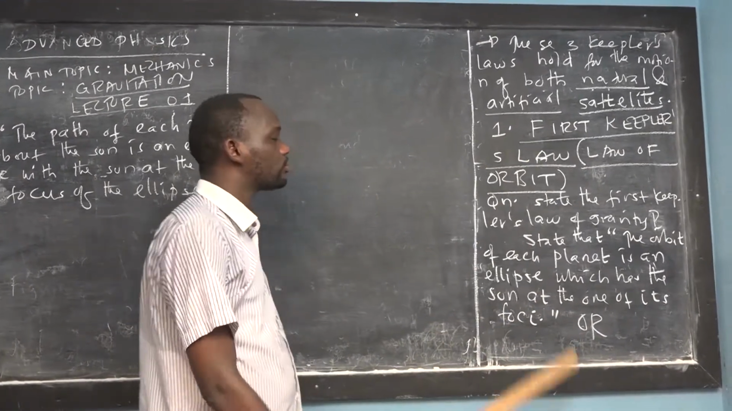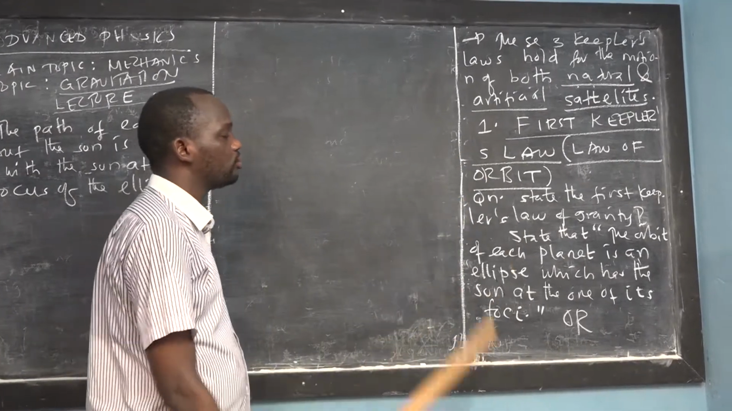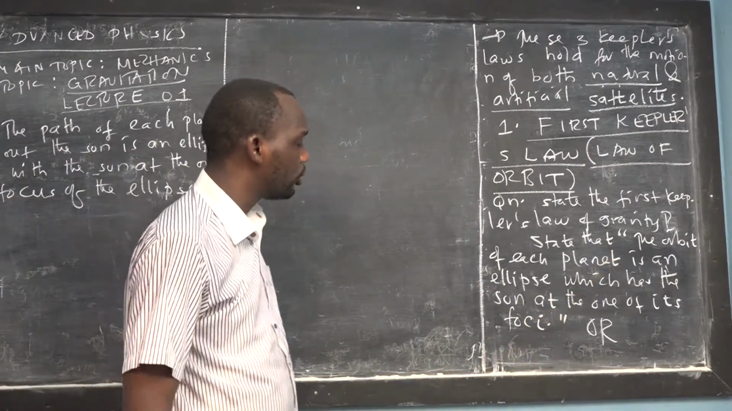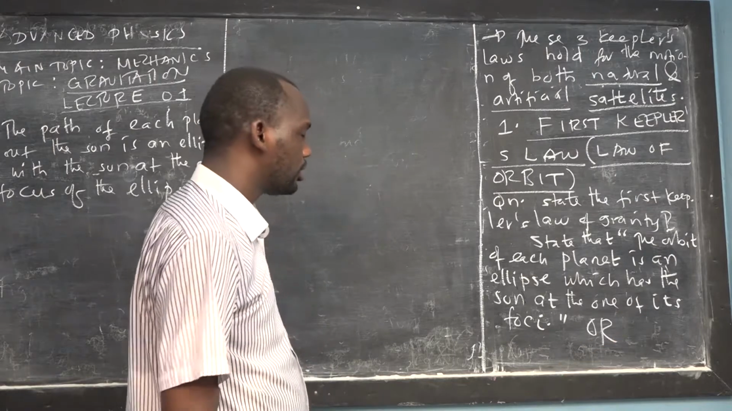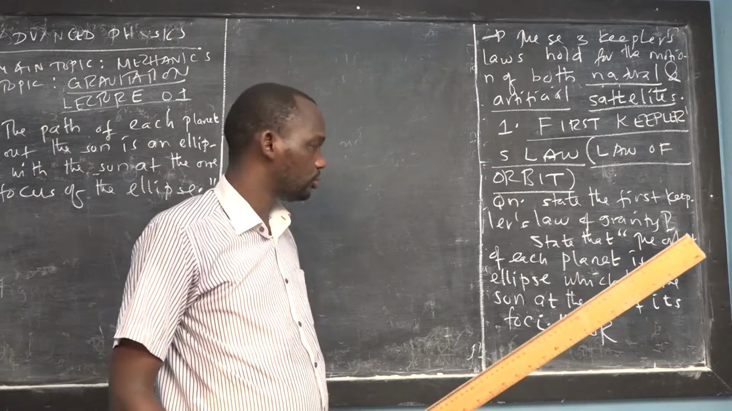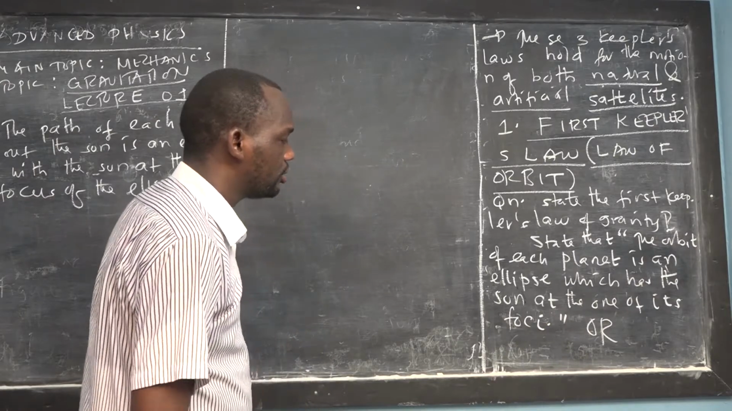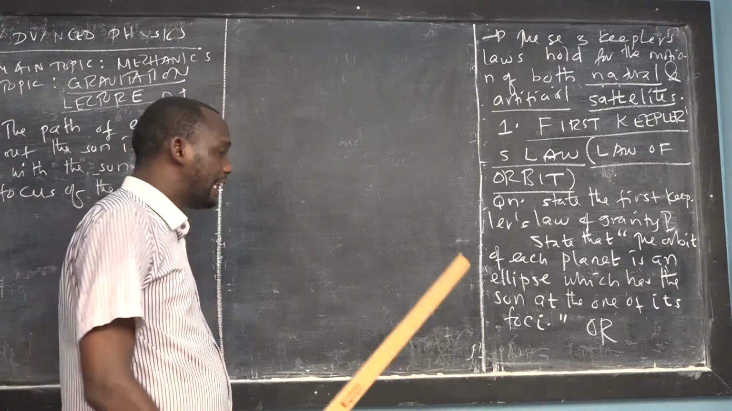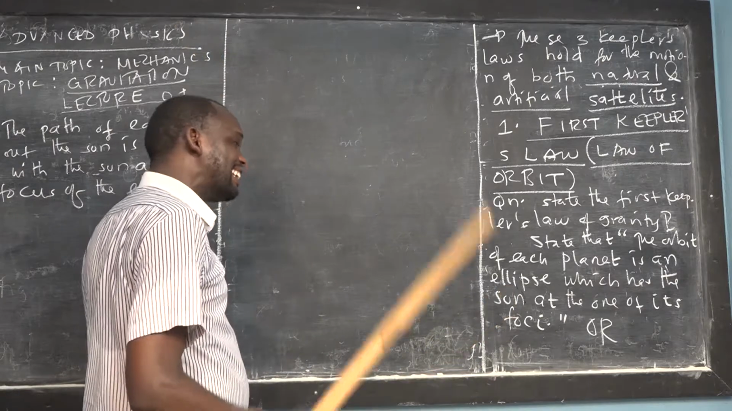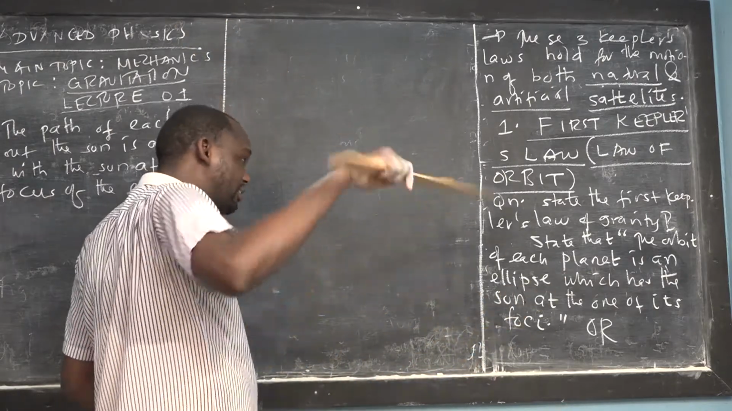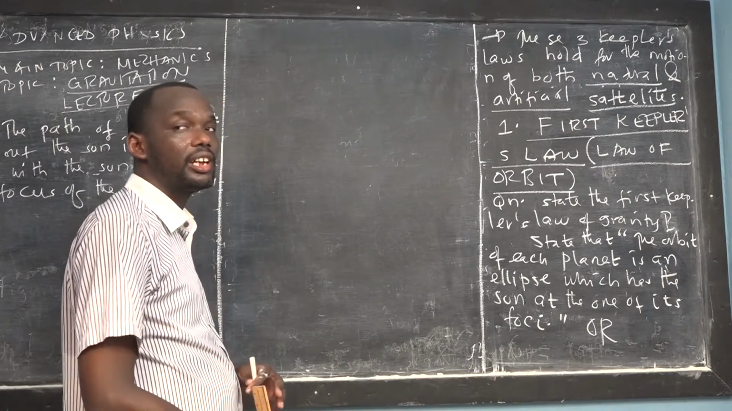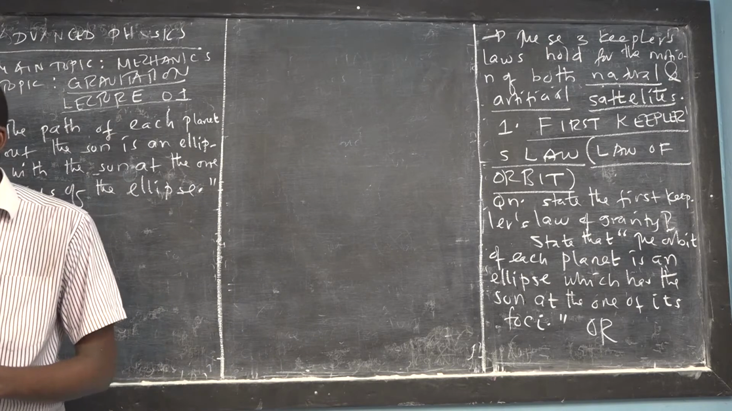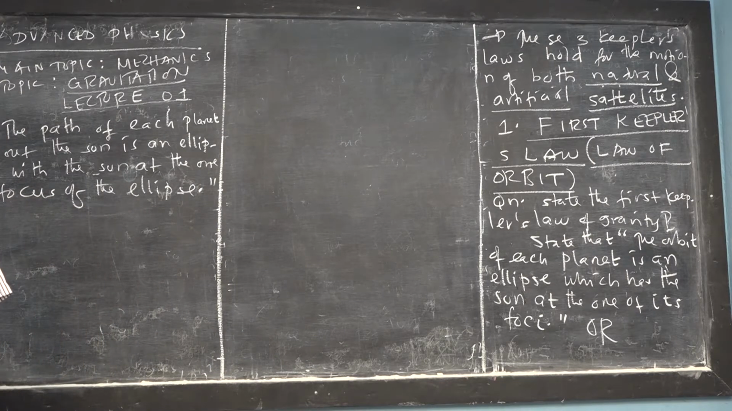So this man answered the questions that astronomers brainstormed for a long time: what is the structure of the orbit? Is the orbit a circle? Is it an ellipse? Or is it just like a sphere? He said that each orbit is an ellipse, and he demonstrated it practically. And in that ellipse, the sun is at one of its foci, whether on the left side of the center or the right side. So that is the first Kepler's law.